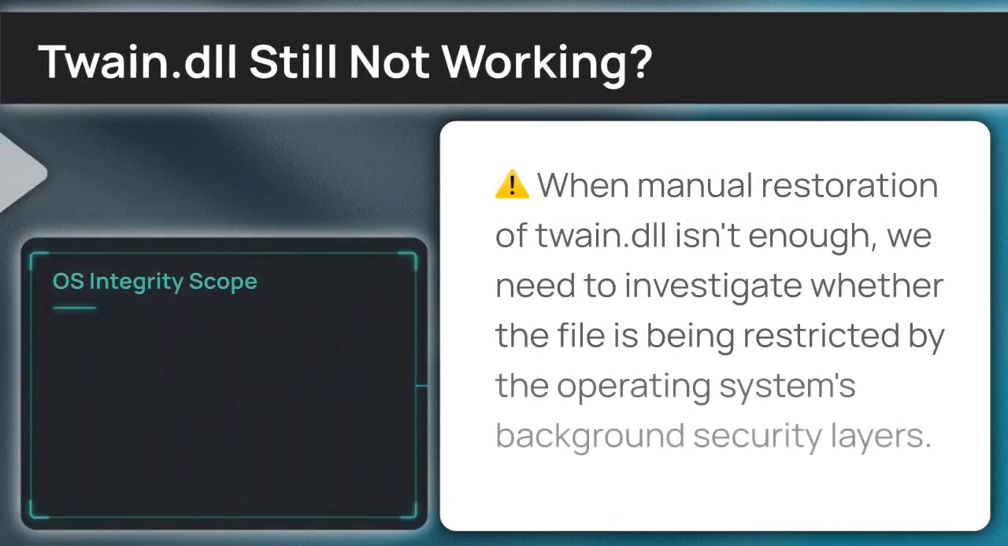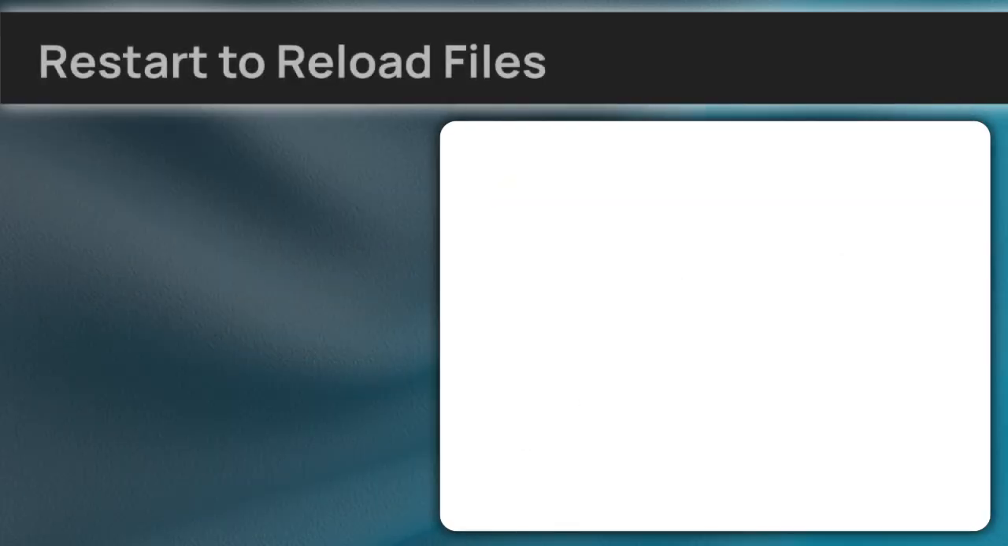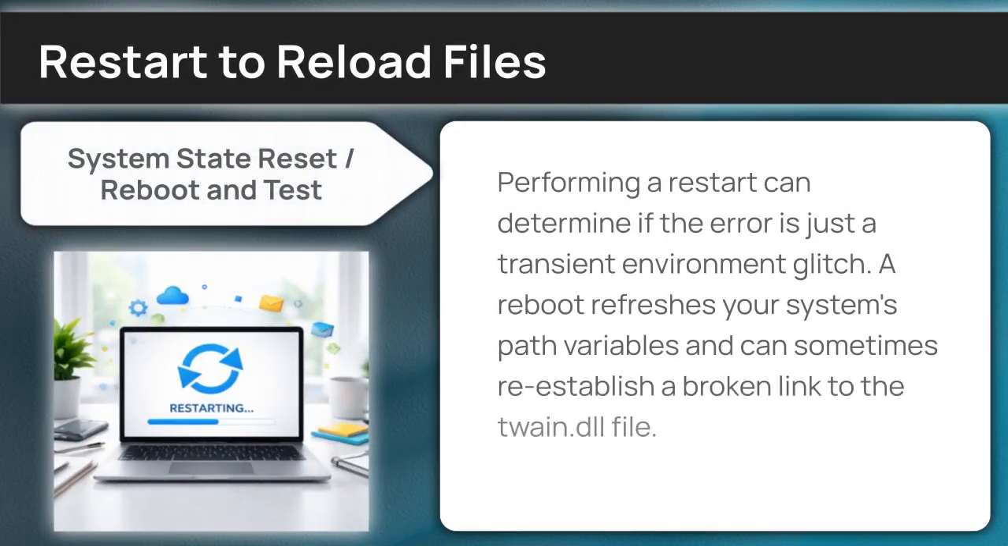If you're still seeing the missing file notification, we should attempt to force a synchronization between the software and the OS. Performing a restart can determine if the error is just a transient environment glitch. A reboot refreshes your system's path variables and can sometimes re-establish a broken link to the TWAIN library file.